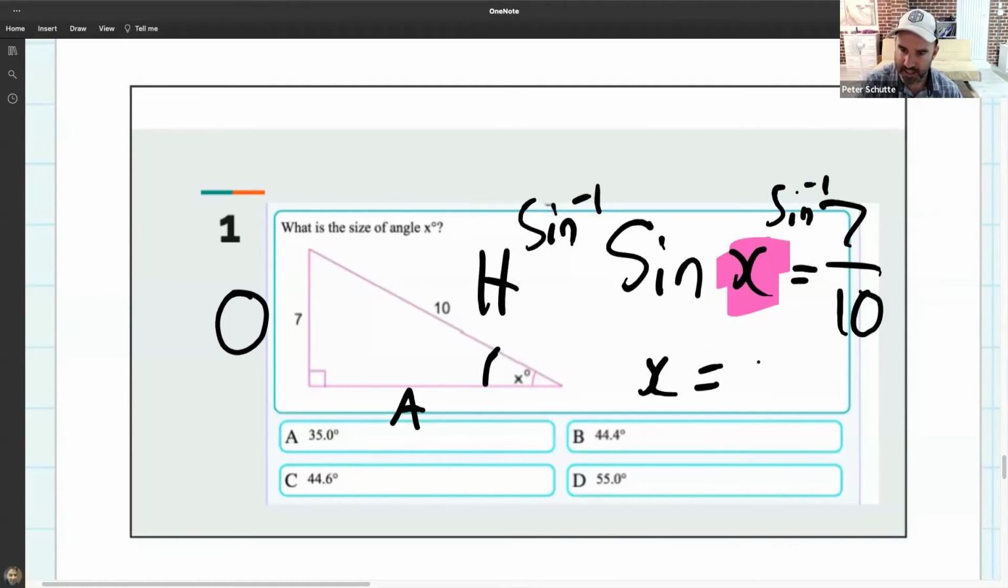And what it ends up being is, in your calculator, what is inverse sine or arc sine of 7/10? And so let's type that into our calculators now. We have to hit shift sine, and then you go fraction 7/10. And you should get 44.42, which would be B.